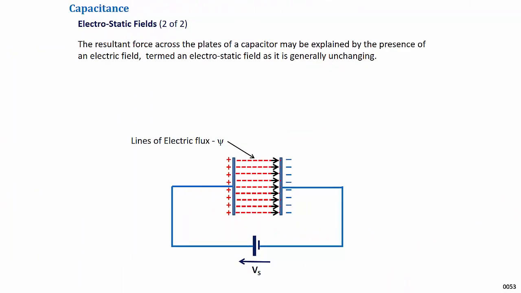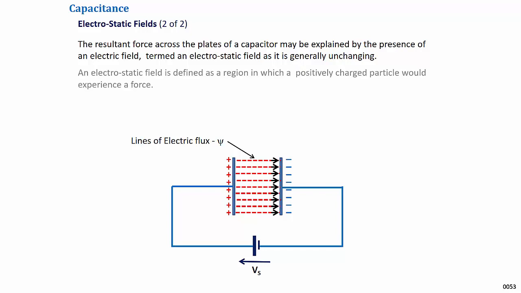The resultant force across the charge plates of a capacitor may be explained by the presence of an electric field, termed an electrostatic field, as it is generally unchanging. An electrostatic field is defined as a region in which a positively charged particle would experience a force. The field is indicated by a series of lines between the plates. These lines are called the electric flux and are referenced by the Greek letter psi.